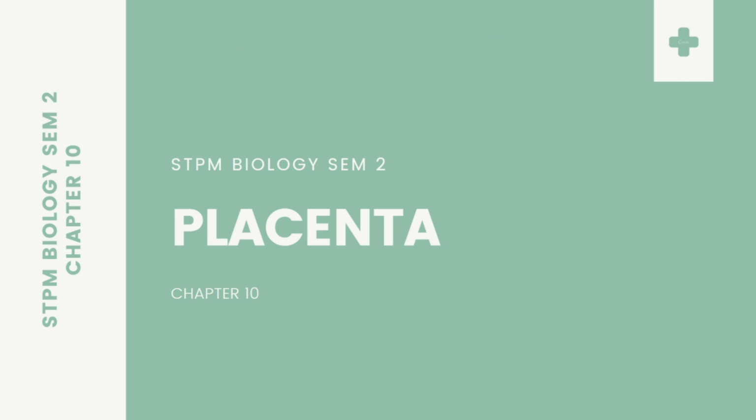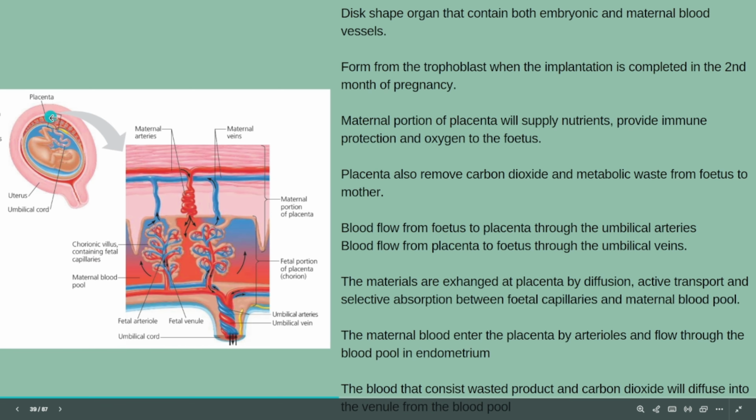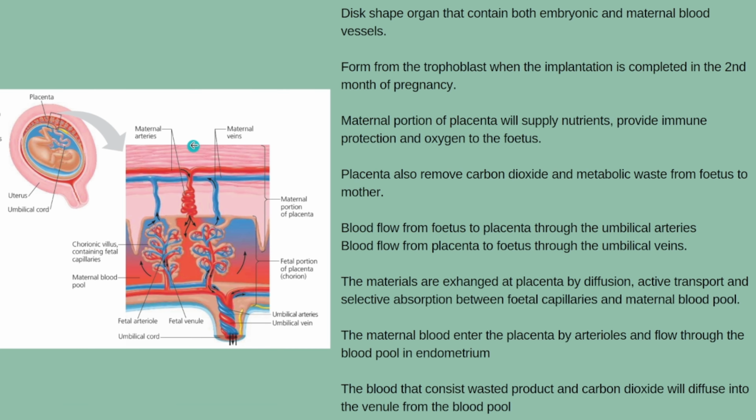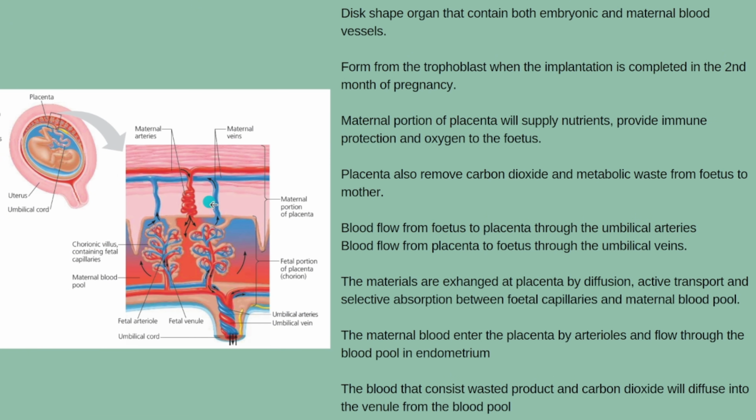So next we go through the placenta. Okay, so where is the placenta developed? As I mentioned, it is developed from the trophoblast in the 2nd month of pregnancy. Actually this is a dish-shaped organ containing both embryonic and maternal blood vessels. So you can see this is the diagram. Normally the placenta is located here, and this is the enlargement diagram.